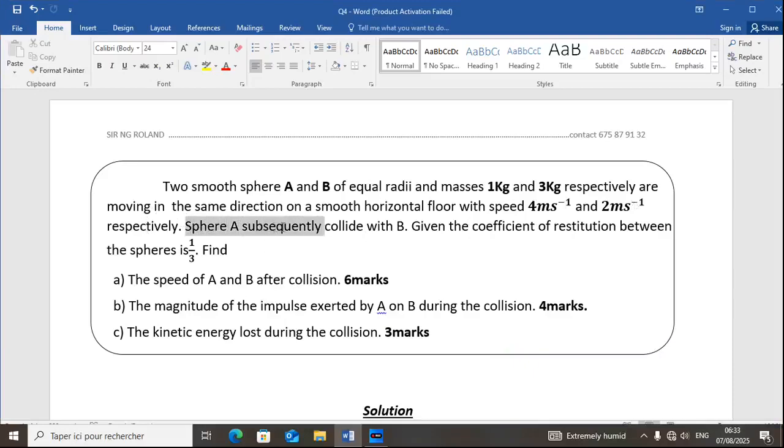Sphere A subsequently collides with B. Given that the coefficient of restitution between the spheres is 1/3, find A, the speed of A and B after collision. That's 6 marks. B, the magnitude of the impulse exerted by A on B during the collision. That was 4 marks. Then C, the kinetic energy lost during the collision. That was 3 marks. So in total, we had 13 marks for this question.